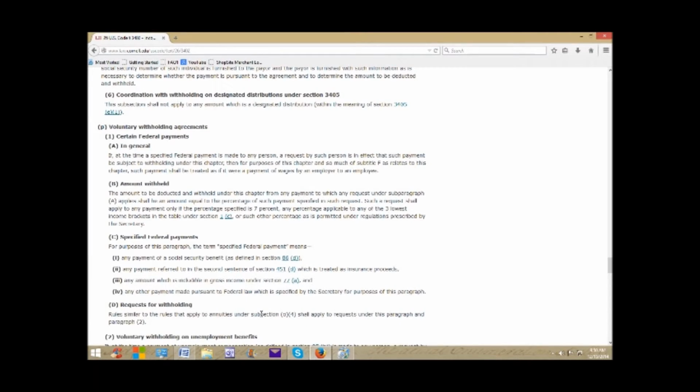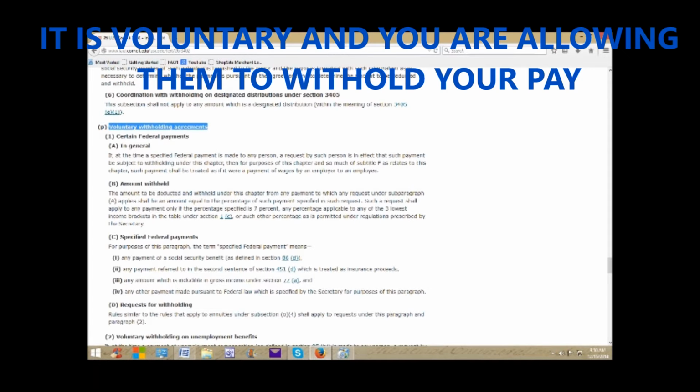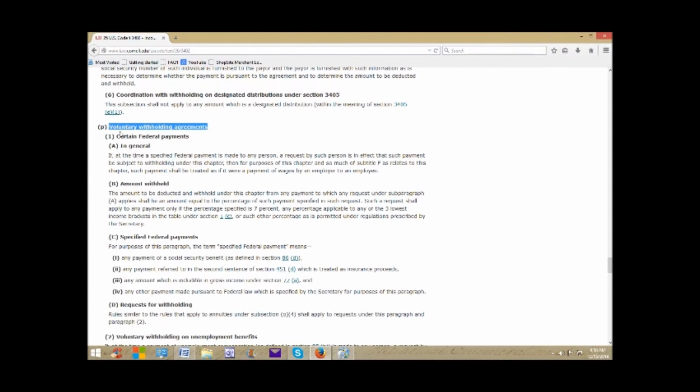Okay, so as far as the whole voluntary thing goes, we're going to look at section 3402, income tax collected at the source. We're going to go to part P. It says voluntary withholding agreements. Your W-4 is a withholding allowance certificate or agreement. Right here you'll see it's talking about voluntary withholding agreements, and it starts off with certain federal payments. So you have people who are liable for the income tax, which is the people receiving federal payments.